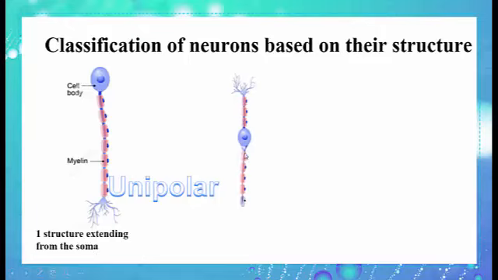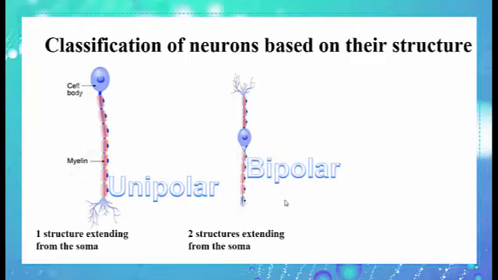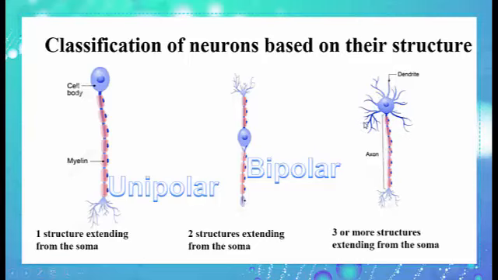While when we look at this cell body, we have two cytoplasmic prolongations. This is the first one and this is the second one. So two structures extending from the soma, it is called a bipolar neuron. The third type, from the soma we have many dendrites, many cytoplasmic prolongations, so it is called a multipolar neuron.